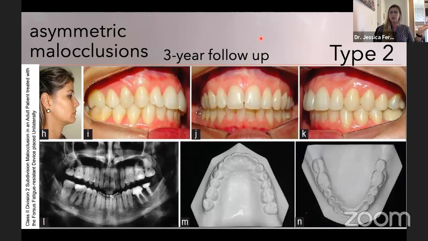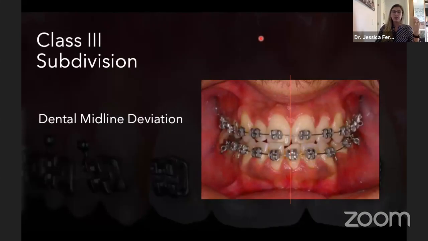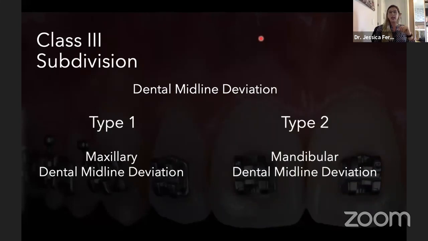It was a good alternative to treat. She had just a mild class 2 malocclusion. We have to consider the malocclusion severity. And the class 3 subdivisions, the patients had the dental midline deviation. However, we just changed the arch of our dental midline deviation. So we have type 1 when we have a maxillary dental midline deviation, and type 2, a mandibular dental midline deviation.